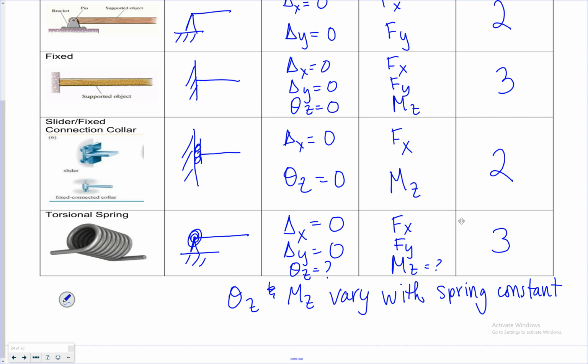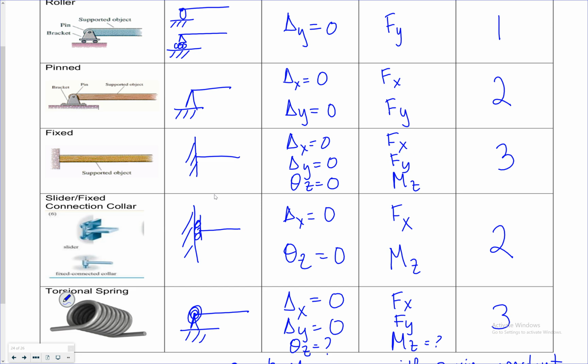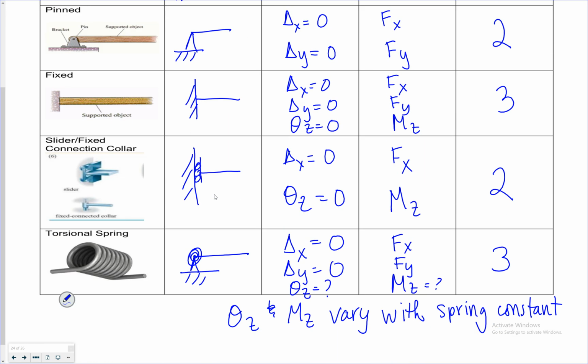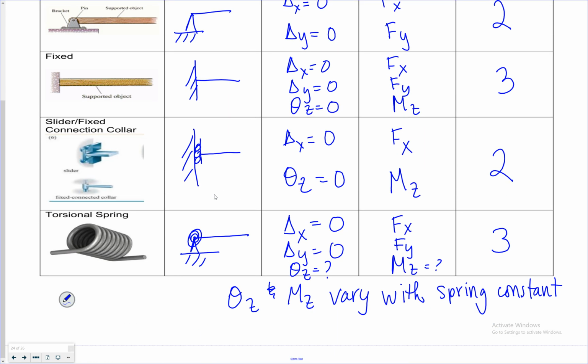So this is a chart summarizing all of the different supports. Right, roller, pin, fixed, a slider, and then a torsional spring. There may be some others in the book.